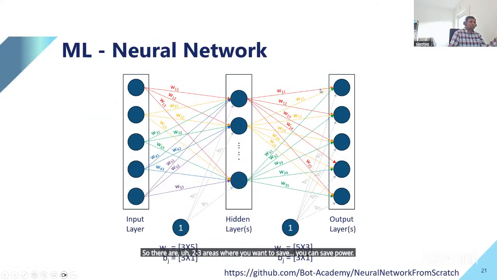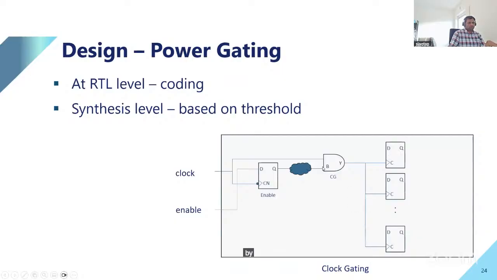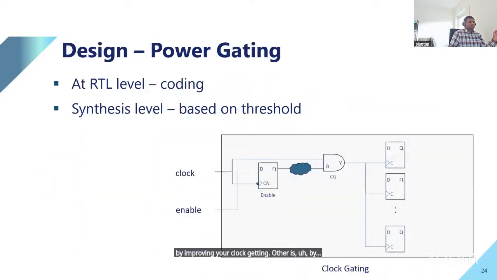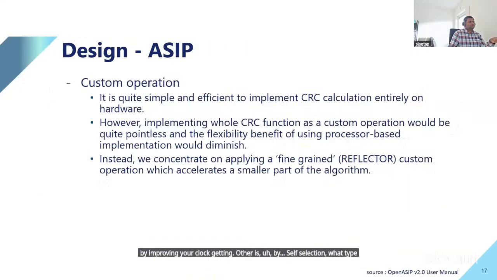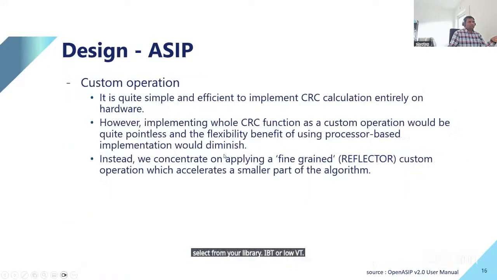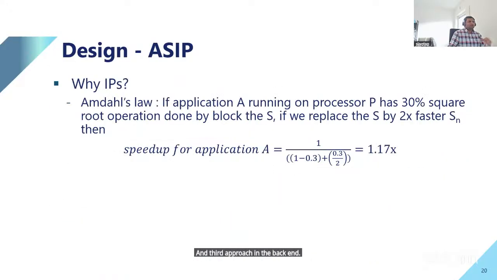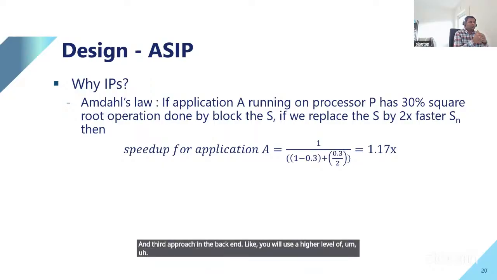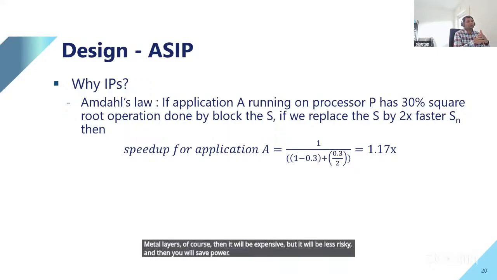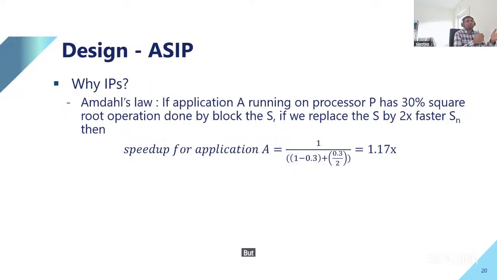So there are 2-3 areas where you can save power. One is in your RTL code itself, by improving your clock gating. Another is cell selection, what type of cell you select from your library, high VT or low VT. And the third approach, in the backend, is to use higher level metal layers. Of course, it will be expensive, but it will be less resistive, and then you will save power. But of course, at the cost of area, because the higher you go, the wider your metal layers become.